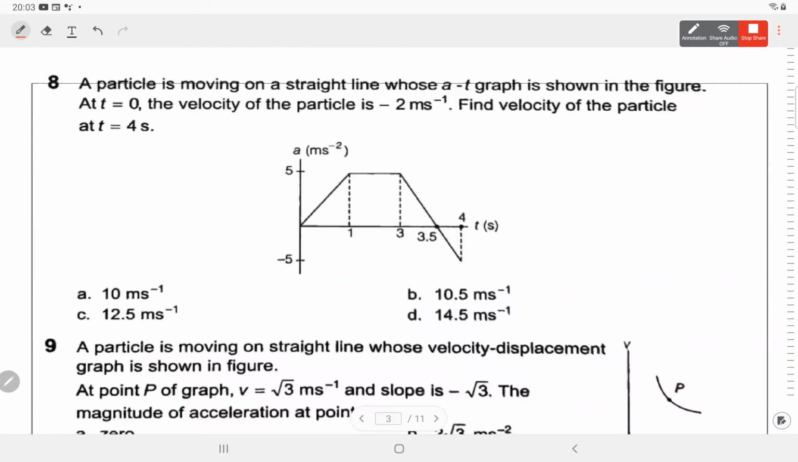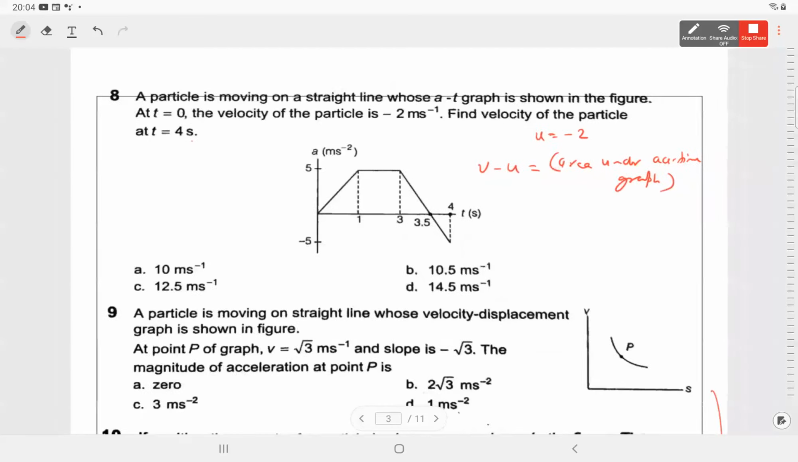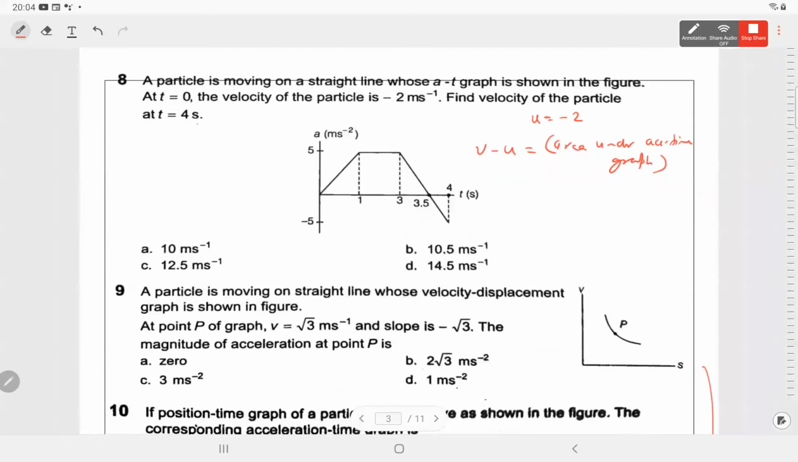A particle is on a straight line whose a-t graph is as shown in the figure. At time t equals 0, velocity is -2. So u is -2. We have to find the velocity at time t equals 4 seconds. Since this is an a-t graph, the area of the a-t graph is v minus u. Area under the acceleration time graph. Solve this area under the acceleration time graph. Question number 8 and 9. Solve them. Just coming in a minute.